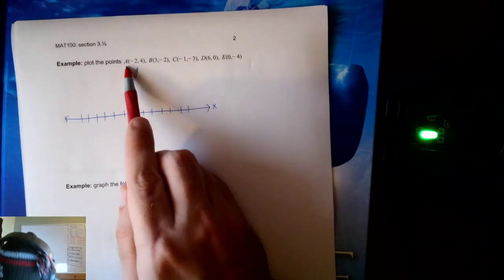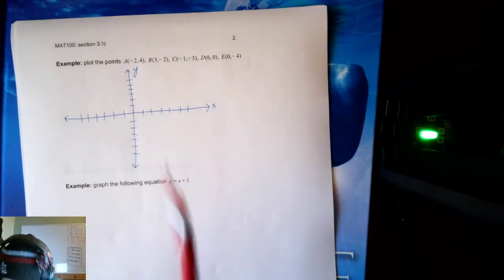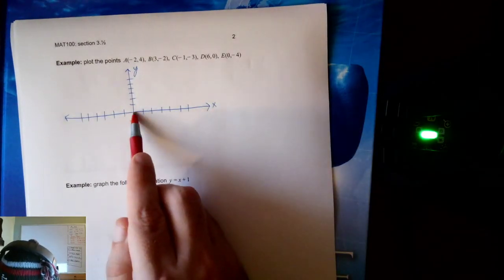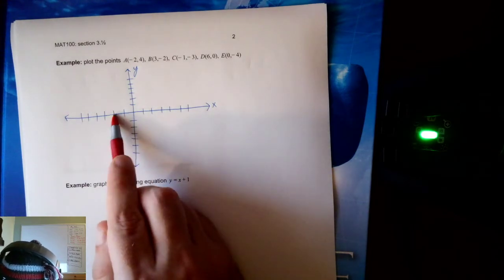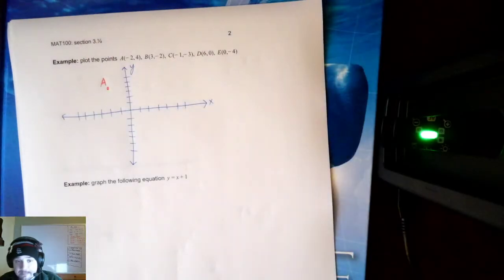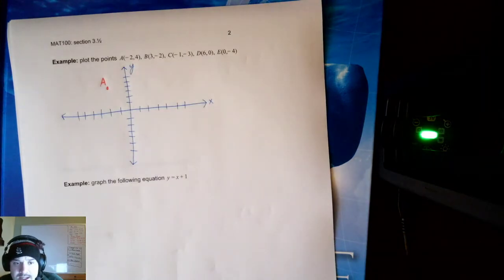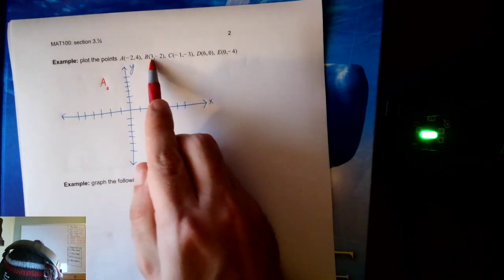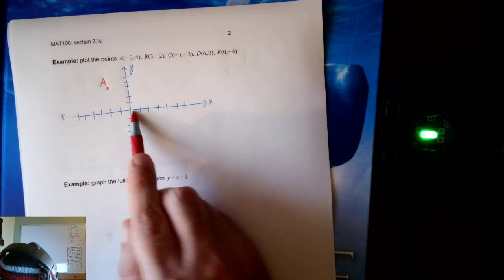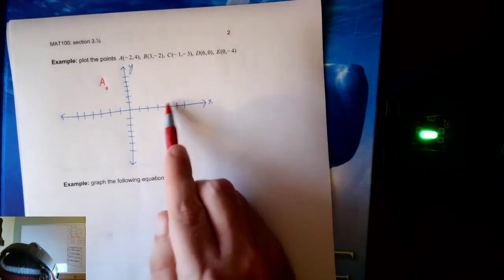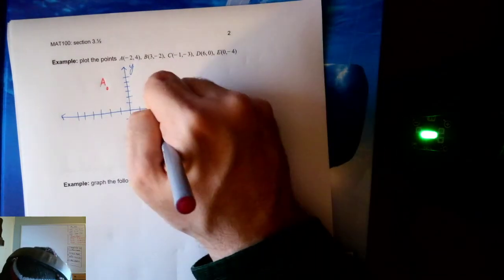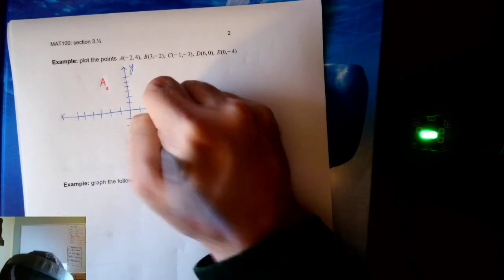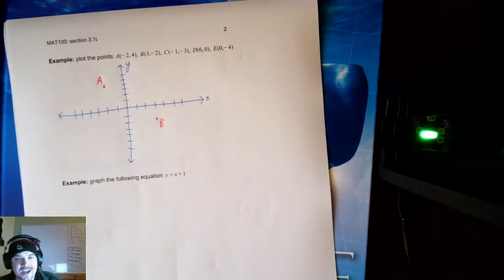Let's plot point A, -2, 4. So on the x-axis, I'm going to go to -2, that's left, and then I'm going to go up to 4. So -2, 4 would be right about there, and that is going to be A. -2, 4. Left 2, up 4. Now B, 3, -2. The 3 is the x, so I'll go right 3, and then the -2 is the y, which will be down 2. So B would be right there. So we have A, we have B.